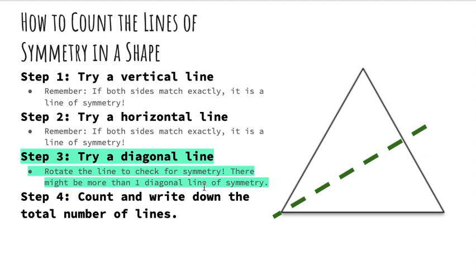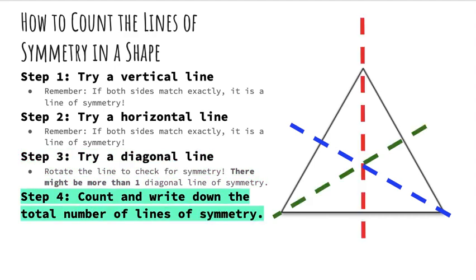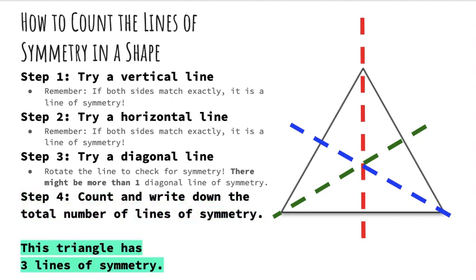So we already had a vertical line. We have one diagonal line. But if I put the line here, it also works. So that means there's two diagonal lines that work for this triangle, because both sides would still be equal. They'd still be the same size and shape. So in all, on this triangle, there are 3 total lines of symmetry. There's one going up and down, and then there's 2 diagonal ones. So this triangle has 3 lines of symmetry.